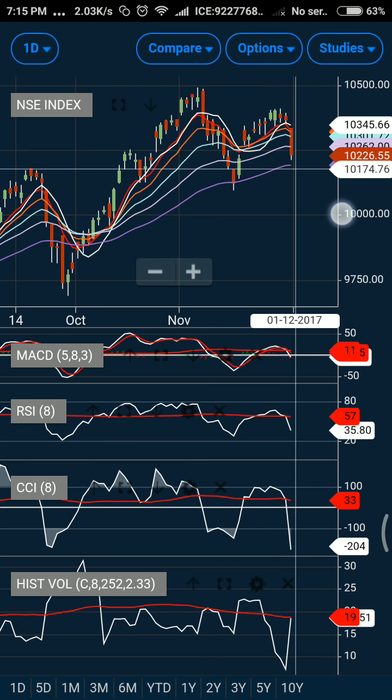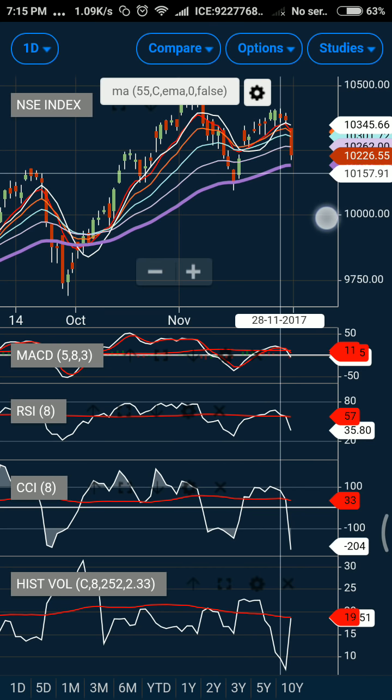So if it opens on a higher side, we can definitely expect a rally to continue on higher side only. And if the market goes on the lower side and the MACD generates a bearish crossover, goes into negative zone, you can expect a very furious down move in the market.